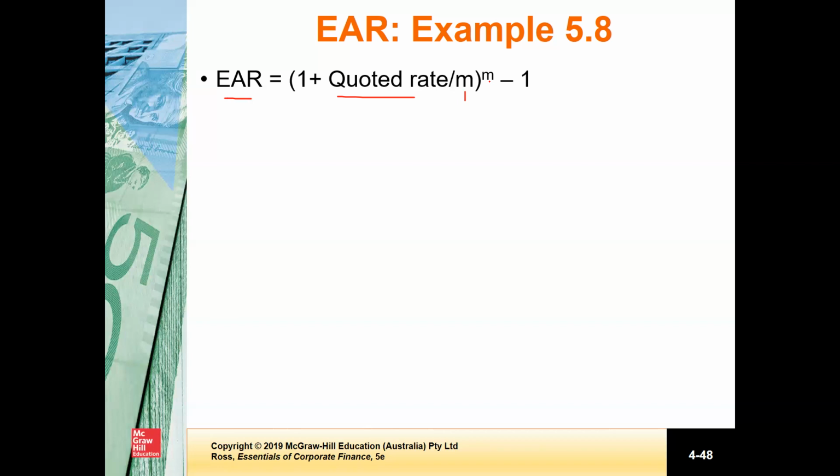So that's why when you are considering EAR, effective annual rate, if the compounding frequency is higher, the effective annual rate will be higher. So for example, instead of yearly compounding, if it is semi-annual compounding or quarterly compounding, your effective annual rate will be higher.